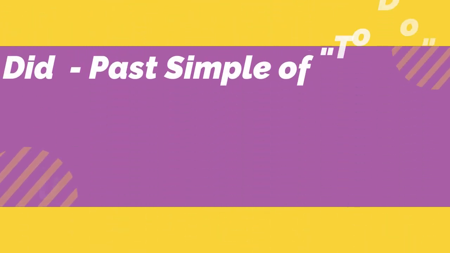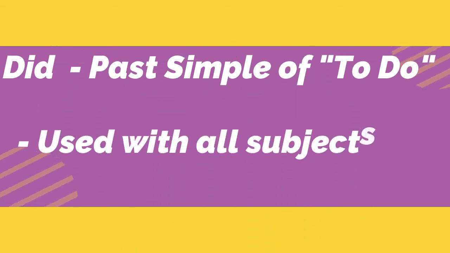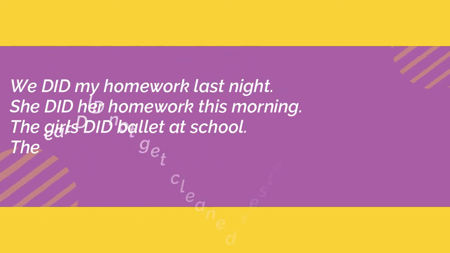Now, let's talk about did. Did is the past simple form of the verb to do. As a past simple verb, there's no difference with subject. So you use did for all subjects. So that one is easier to remember. And of course, if it's in the past simple, then we just need to make sure that our time reference is in the past. So I could say, we did my homework last night.